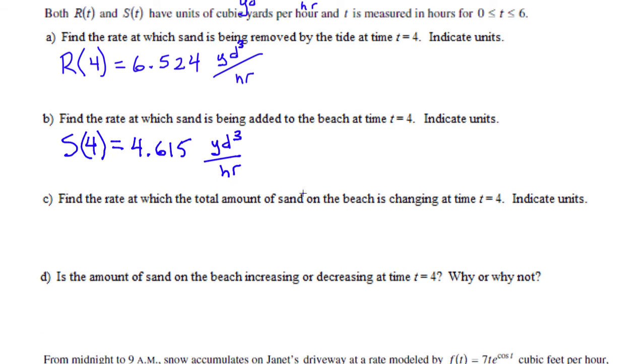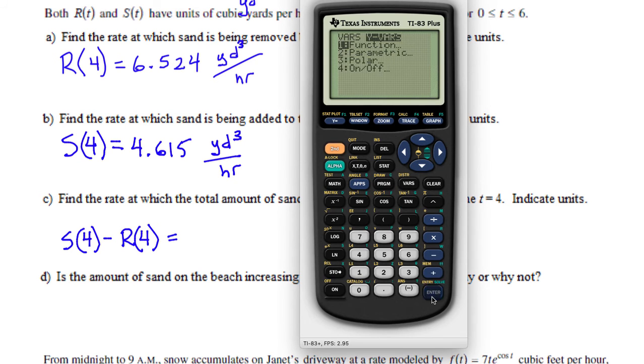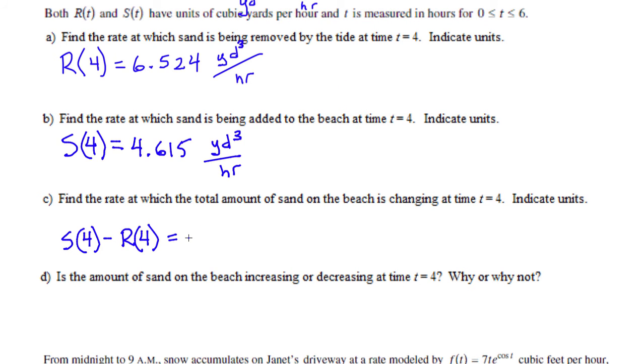All right, to find the rate at which the total amount of sand, the entire thing, is changing at time t equal to 4, well, I could just do my positive rate minus my negative rate. You'll notice that my negative rate is bigger than my positive rate, so I should have a negative answer. So I can say that my S of 4, that's an S, not a 5, my S of 4 minus my R of 4, which is programmed into my y3 function. I can just come over here and do VARS, right, enter 3. My y3 of 4, that's a 3, y3 of 4 is equal to negative 1.909. Again, indicate units. It's still yards cubed per hour because it's still the rate.